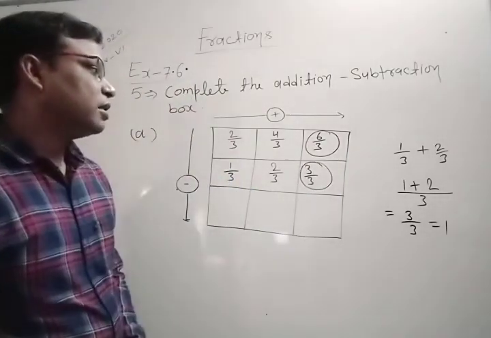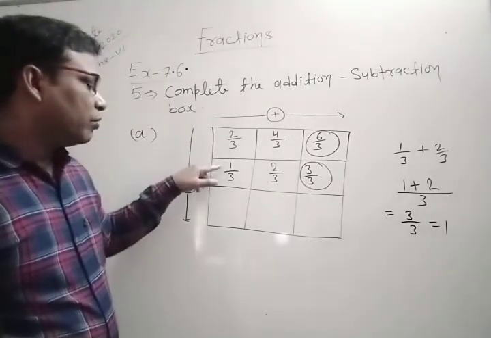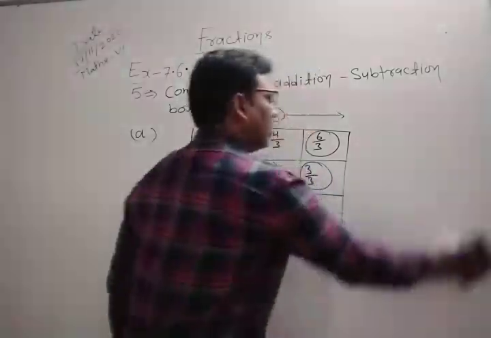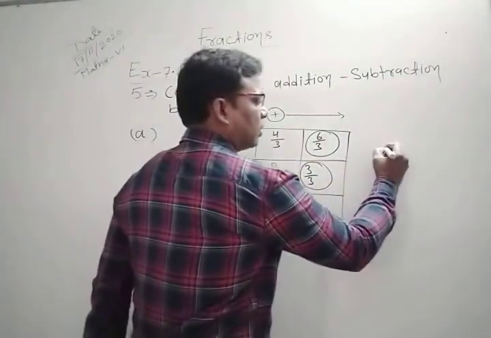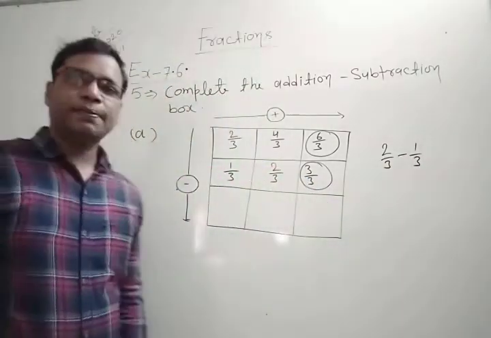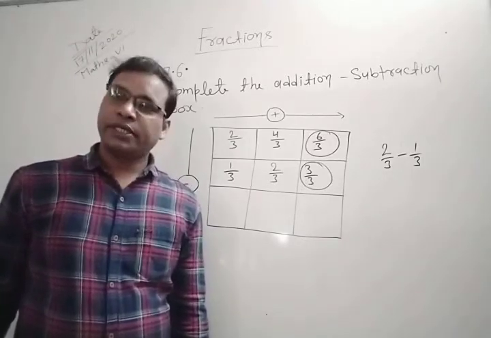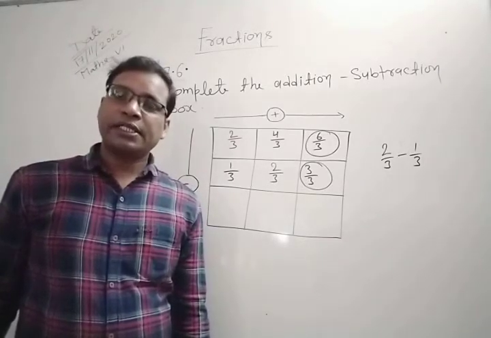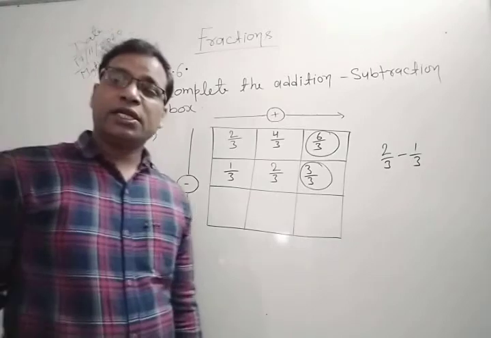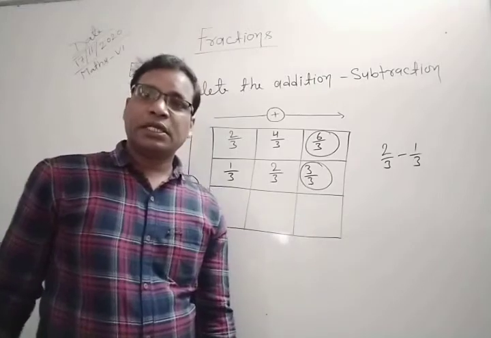So now you can see we filled these gaps: 6 by 3 and 3 by 3. Now if you want to fill here, then you subtract 1 by 3 from 2 by 3. So write here 2 by 3 minus 1 by 3. Both fractions have the same denominator, which means they are like terms. In the case of like terms, we subtract only their numerators. 2 is the numerator of the first fraction and 1 is the numerator of the second fraction.